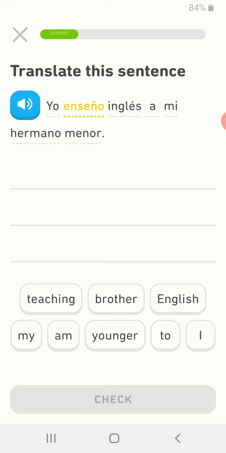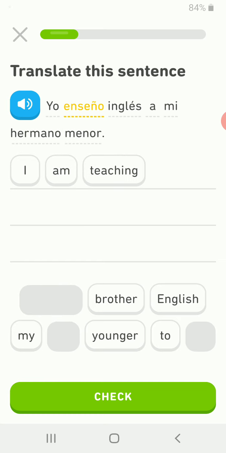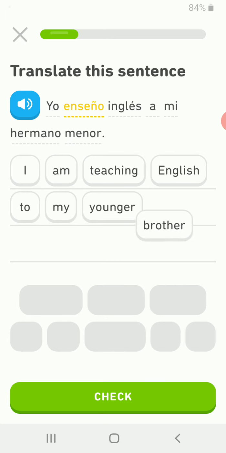Yo enseño inglés a mi hermano menor. So this is to teach. Enseñar. Yo enseño, tú enseñas, él enseña. So yo enseño inglés a mi hermano menor. Menor means younger, we have seen this. So I am teaching, it's also present progressive in English, to my younger brother.